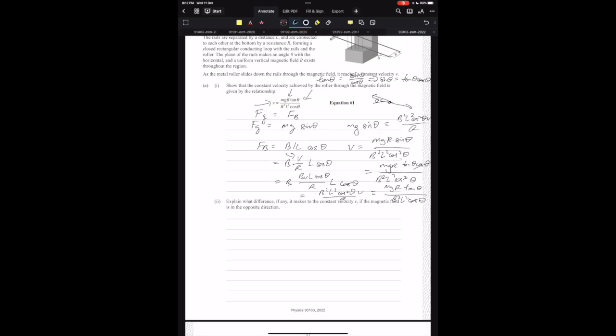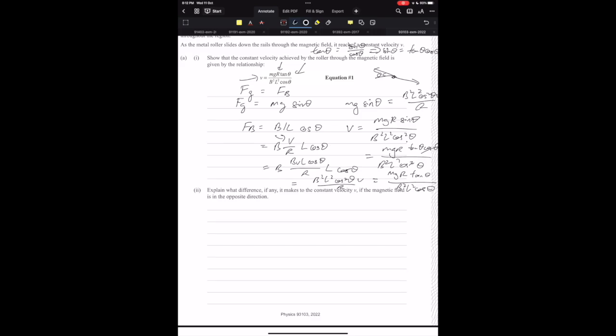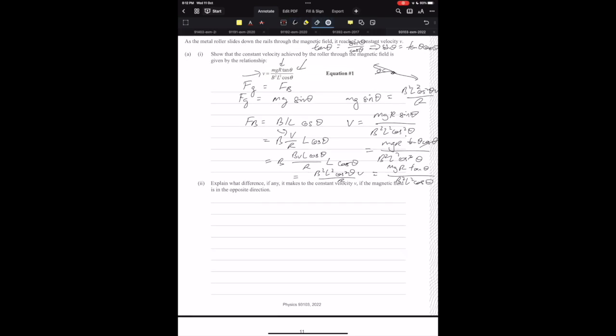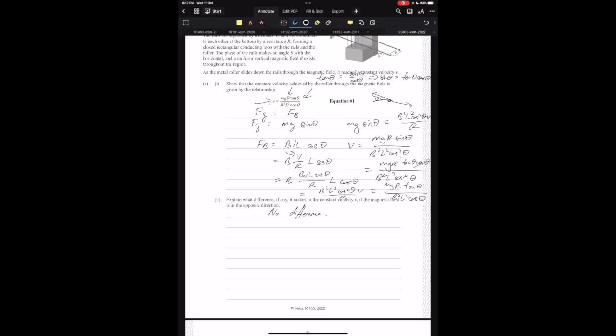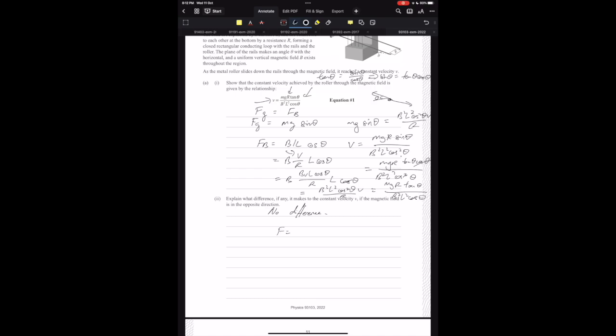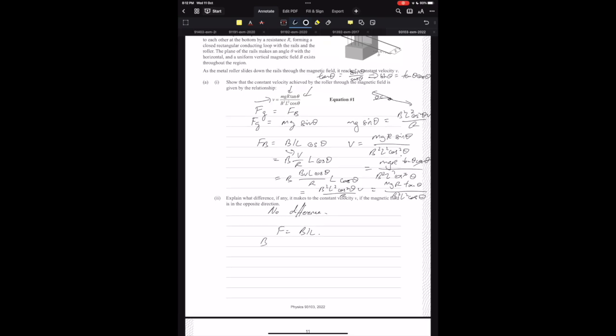But we can prove this. So our conjecture could be there's no difference, which is correct. No difference. But let's prove it. So what's actually causing the magnetic force here? F equals BIL, just as a simplification. In this case, B would be reversed. So B is reversed, and maybe you'd expect the force to be reversed. But there's something else we have to consider here, and that's the current.